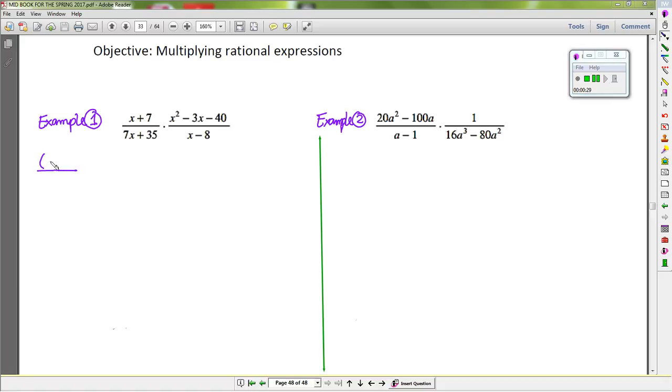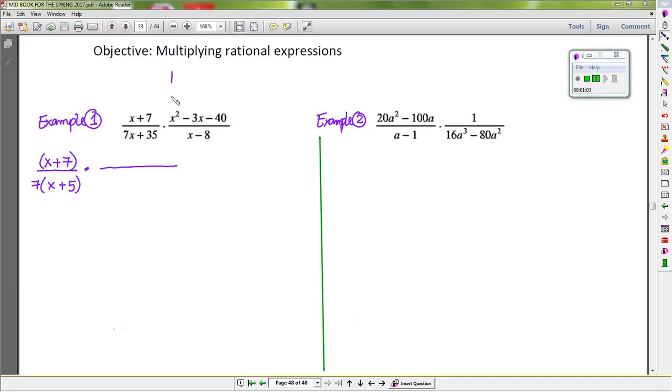We have x plus 7. If we cannot factor it, it is prime, so we're going to just write it the way it is. Now the denominator, 7x and 35, they both have 7 as a common factor. So when you factor the greatest common factor out, inside we are left with x plus 5. Okay, let's move on to the second rational expression.